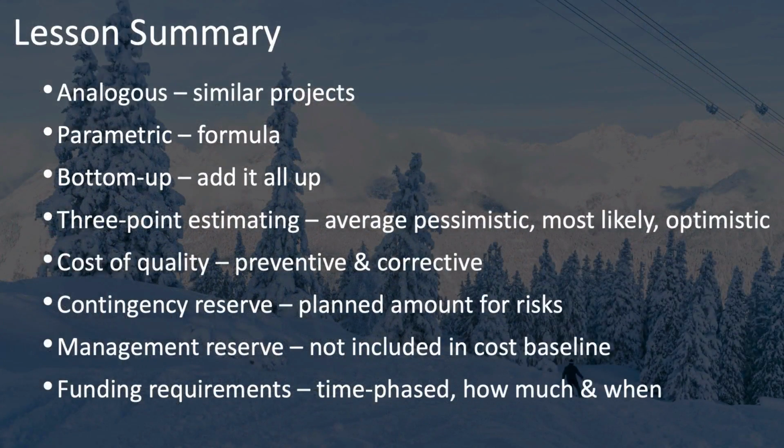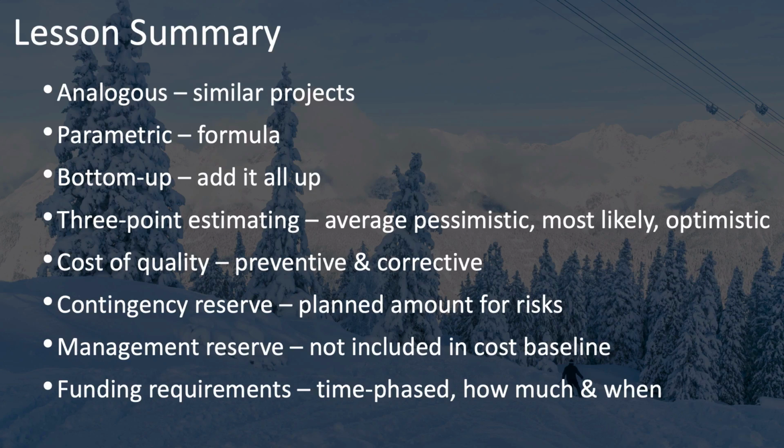A few key high-level points to remember about cost management are that analogous estimating is based on similar projects. Parametric estimating is based on using a formula. Bottom-up estimating is where you estimate each individual activity or work package and then just add it all up. Three-point estimating uses pessimistic, most likely, and optimistic estimates and averages them in one way or another. The cost of quality needs to be included, and this can include both preventive and corrective actions.